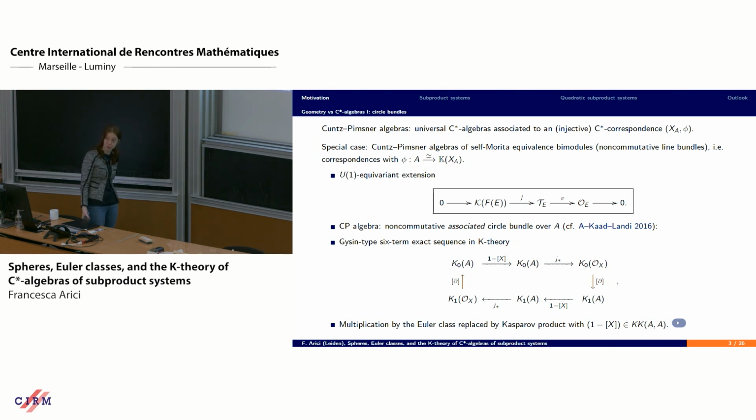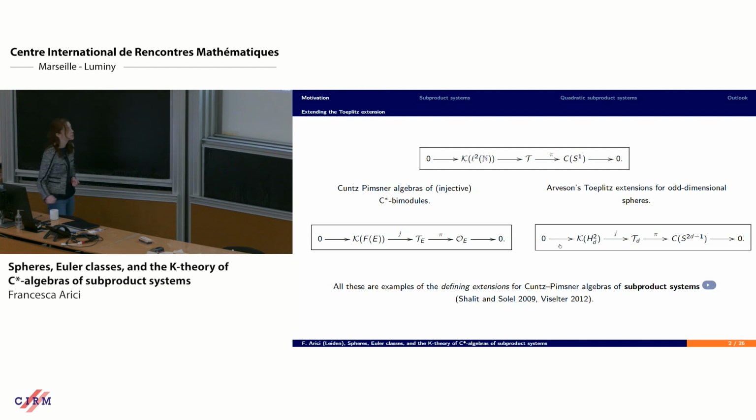type of sphere bundles, so not only the circle, but higher dimensional spheres. And that's the reason why I started looking into subproduct systems. But let me now, since I mentioned spheres, go to the other extension. So this is Arveson's Toeplitz extension.